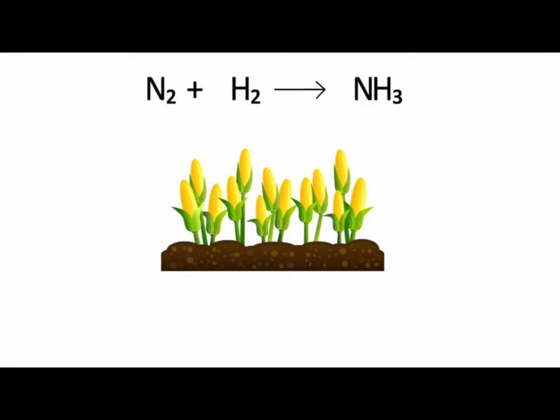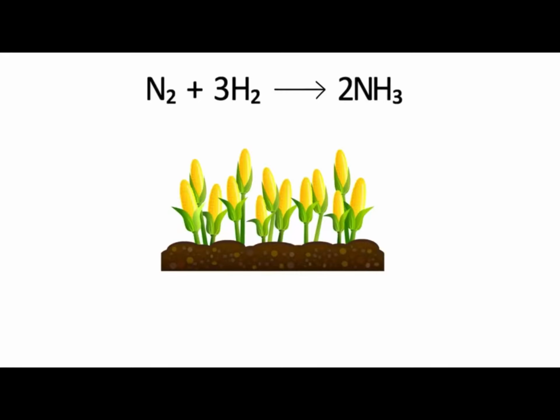There are 2 nitrogens on the left and only 1 on the right, so we put a 2 in front of ammonia to balance the nitrogens. This gives us 6 hydrogens on the right side, but only 2 on the left, so we put a 3 in front of hydrogen. Now the reaction is all balanced.